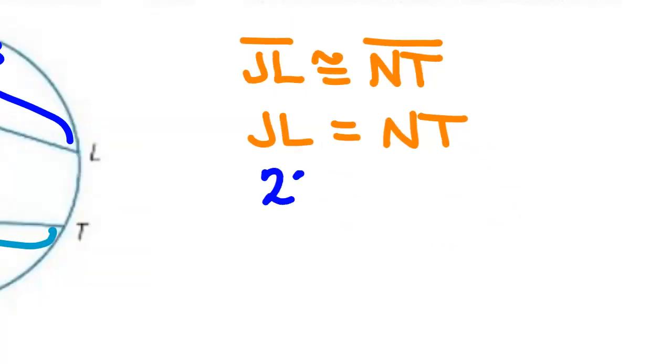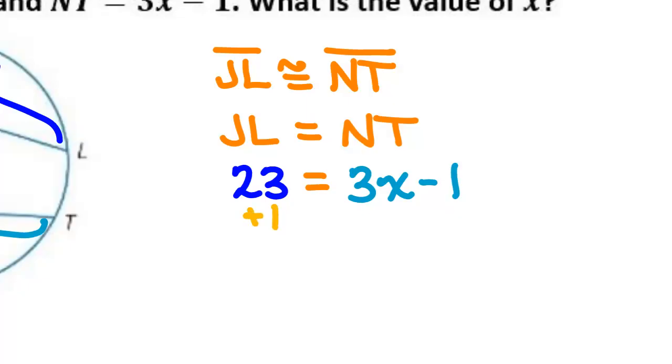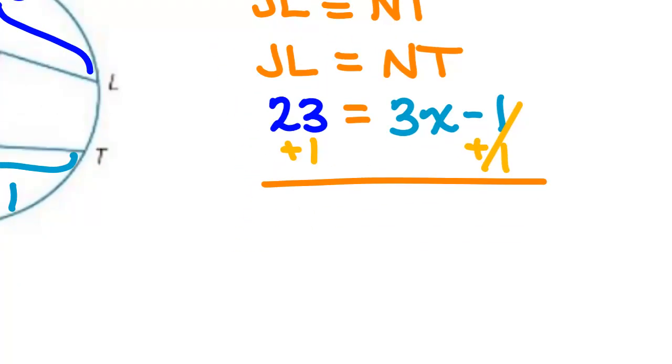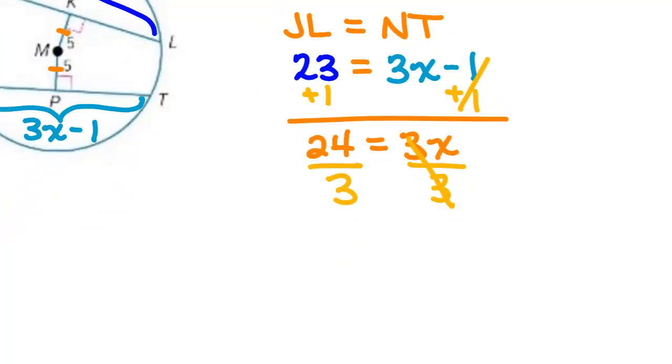So 23 is equal to 3x minus 1. We're going to solve this for x, so I'm going to add 1 to both sides. What is 23 plus 1? 24 equals 3x. And then we're going to divide both sides by 3. And we get 8. X is equal to 8.